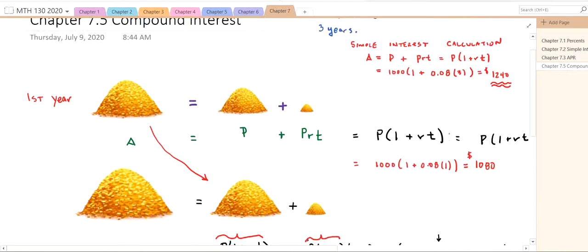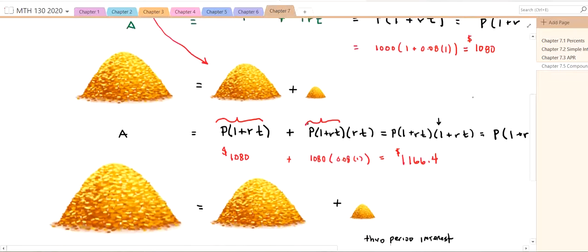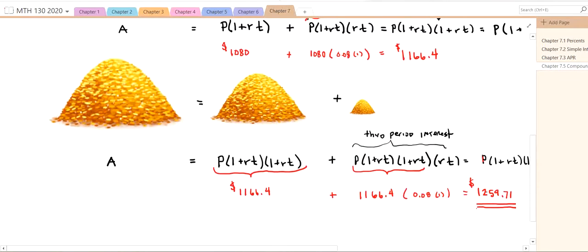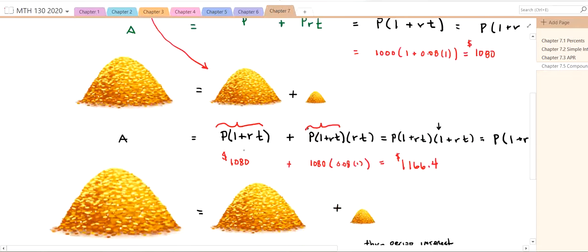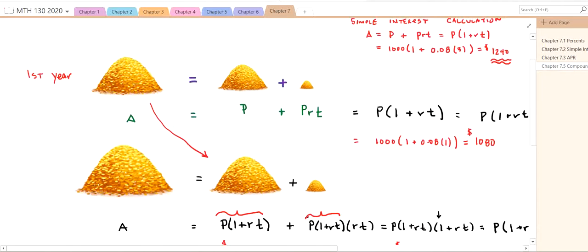And if you compare that to what we got from the simple interest case of $1,240, you'll see that you've made a little bit more money. And that's over 3 compounding periods. So you've accumulated interest over 3 years, and we've calculated that interest based on the accumulation 3 times.